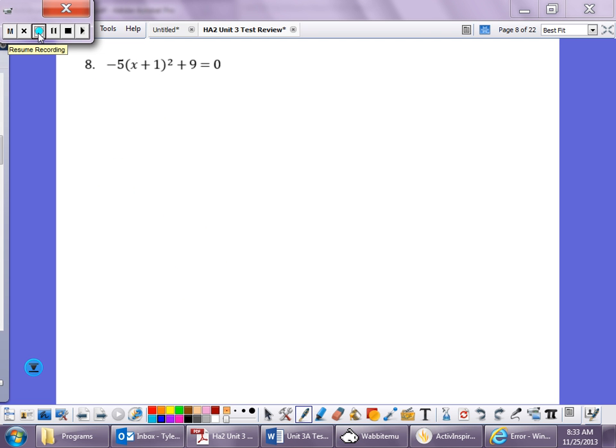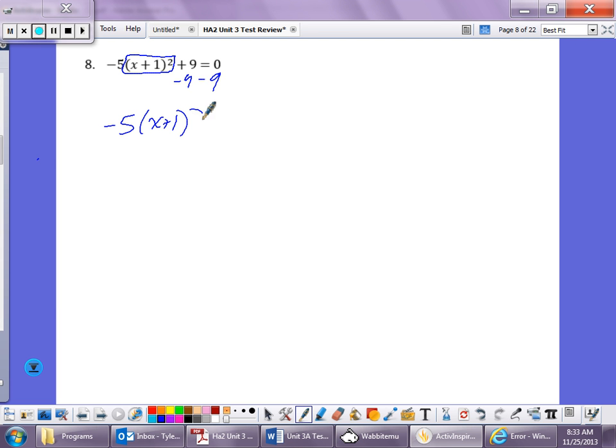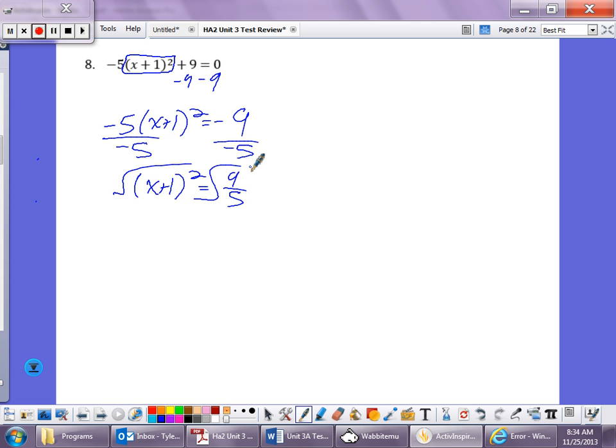Okay, yeah, so for number 8, you're going to want to solve using square roots again, so you want to isolate whatever's being squared. So we have to get this all by itself, and then we take the square root. So you subtract 9 from both sides, so you get negative 5 times x plus 1 squared equals negative 9. Divide by negative 5, so you get x plus 1 squared equals 9/5. All right, and from here we now have just this being squared, so we can take the square root of both sides. So you'd get x plus 1 equals plus or minus the square root of 9/5.